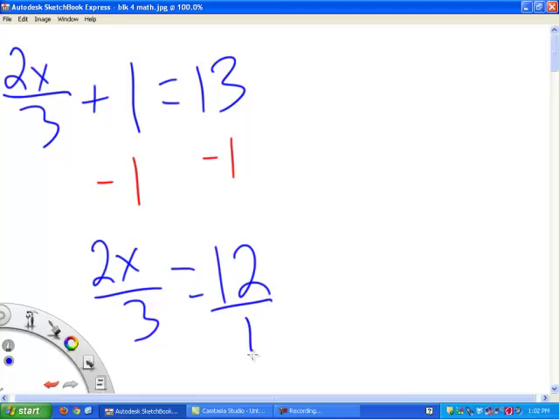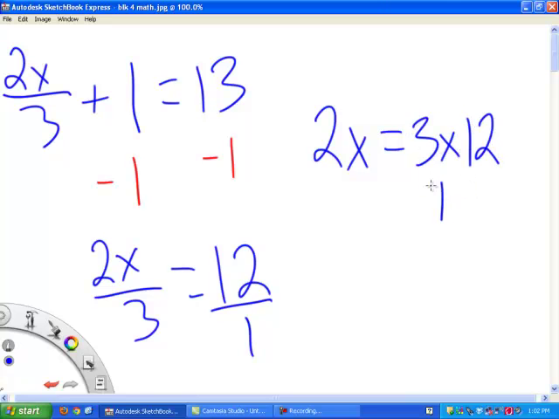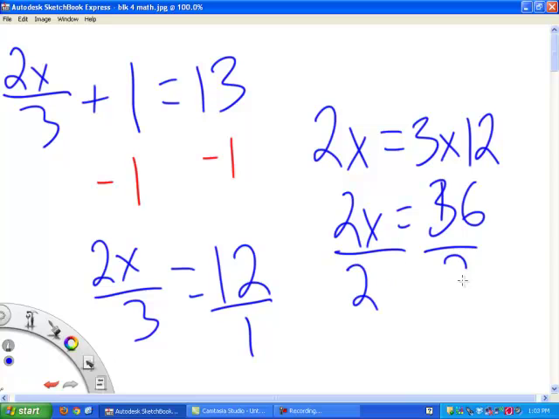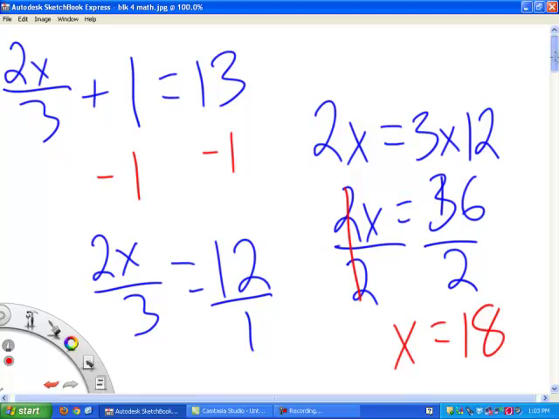So next step, what we're going to do is cross multiply, and I can see that 2x times 1 is 2x, and 3 times 12, I'll write it like that, is 36. So 2x equals 36. We're going to divide both sides by 2, this is going to cancel out, and what remains is x equaling 18. Looks good. Let's try number 2.